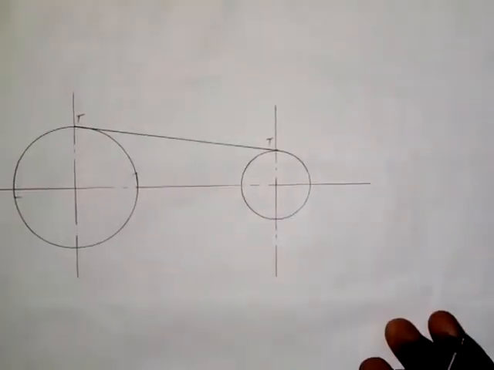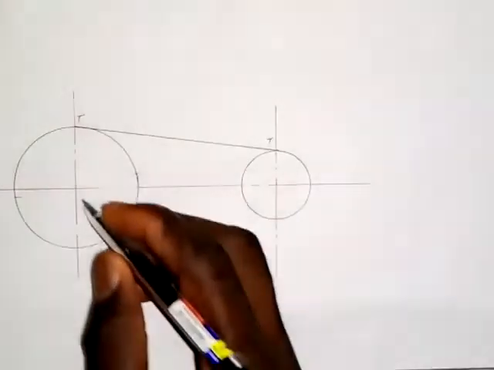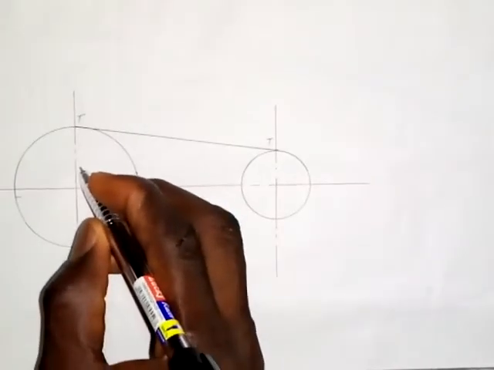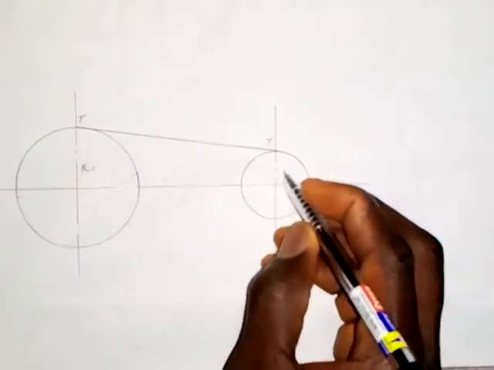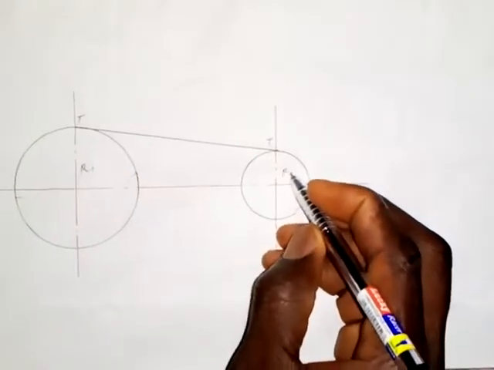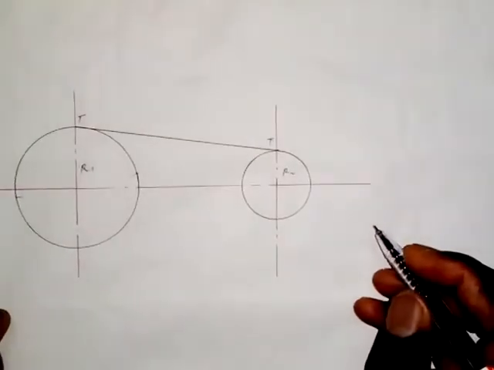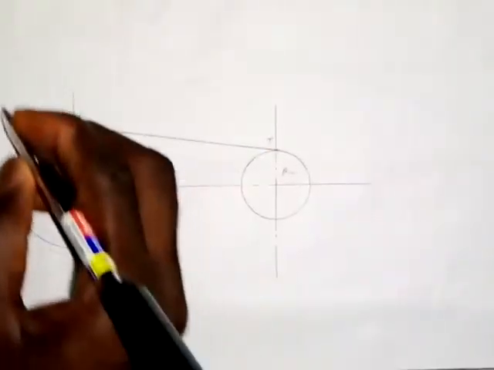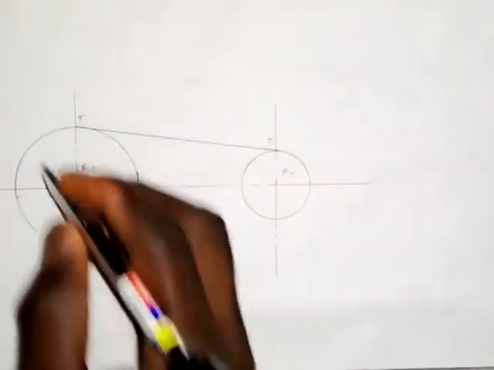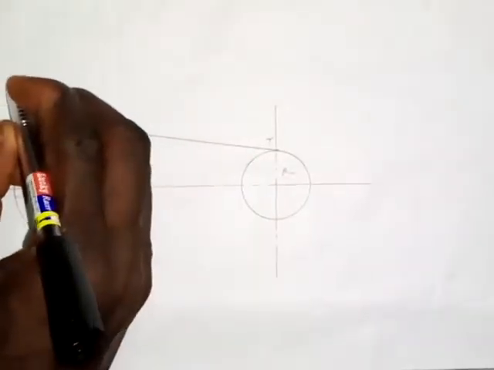So let's look at the simple calculation that we are going to do. I will call the radius of this big circle R1, while this one I will call R2. And the radius of the arc that we are given, I will call R3. Let's work on this one first. I want to get RA.